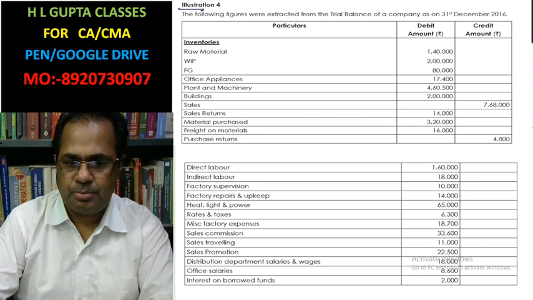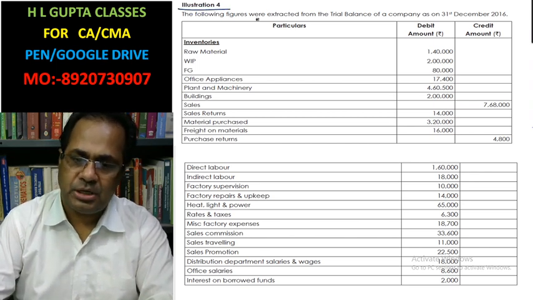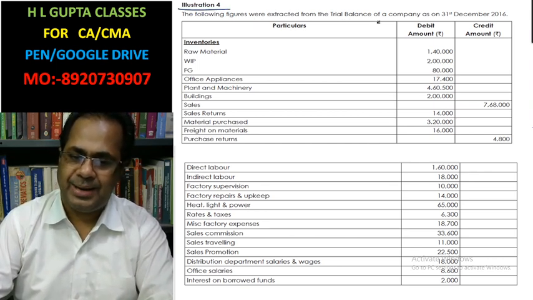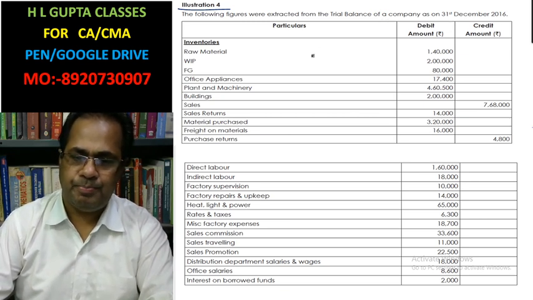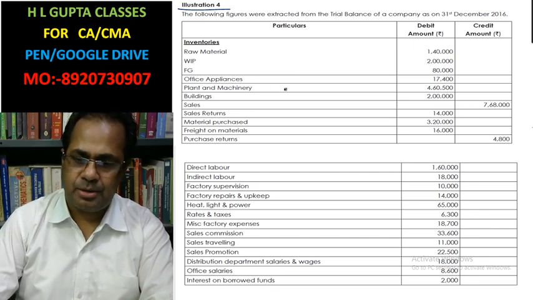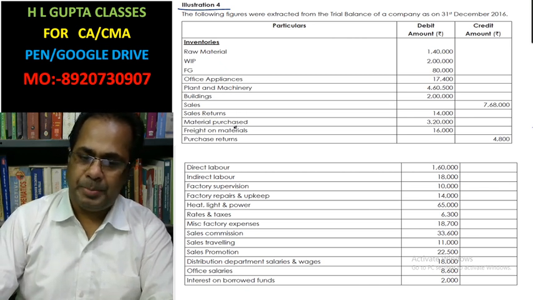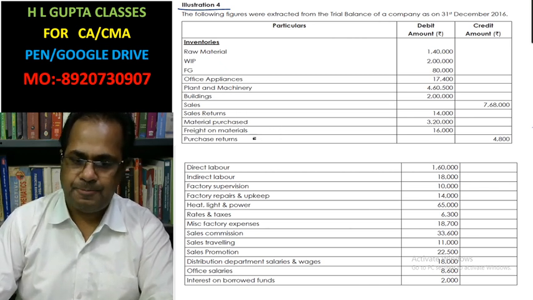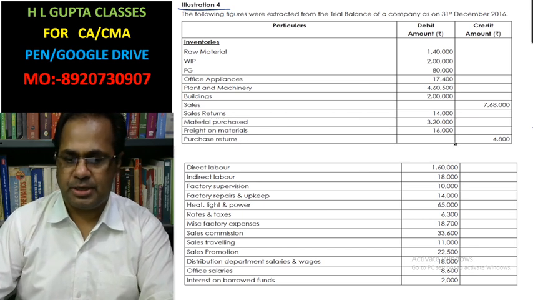Look at illustration number 4. The following figures were extracted from the trial balance of the company. This is raw material inventories. This is the opening stock of raw material, opening stock of work in progress, and opening stock of finished goods. These are given. Office appliances 17,000, plant and machinery is given, building is given, and sales return, material purchase, freight, purchase return are given here.